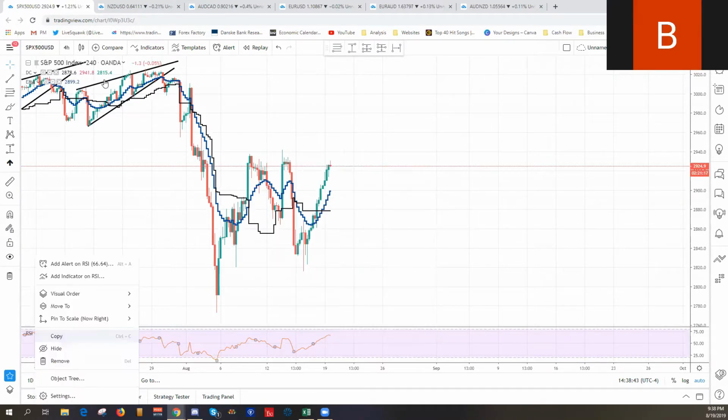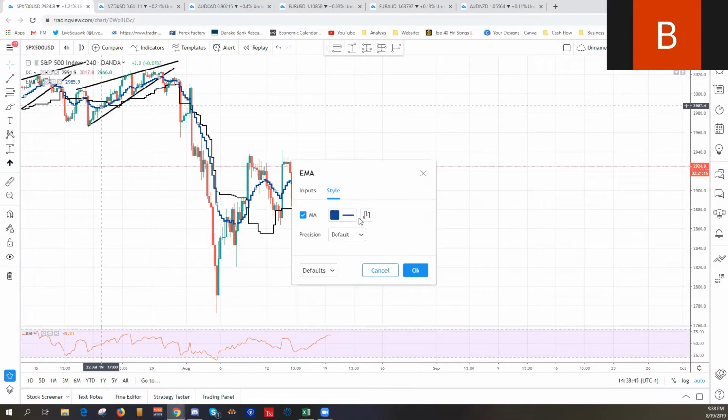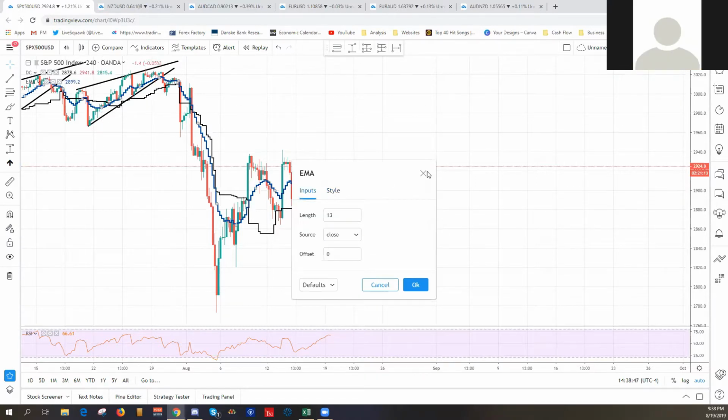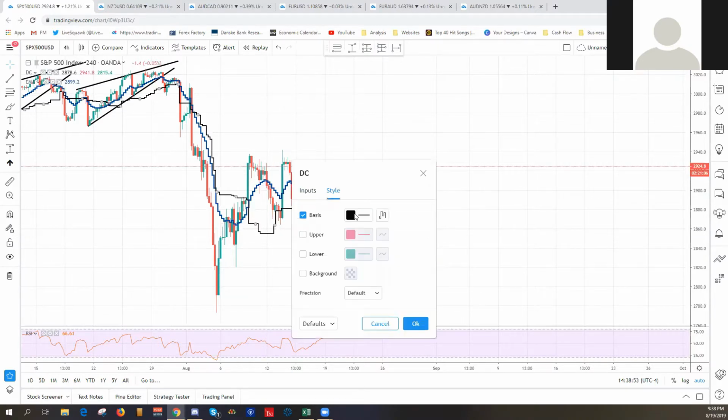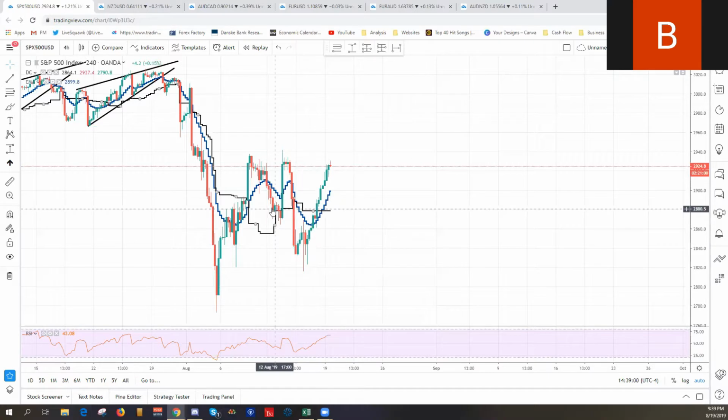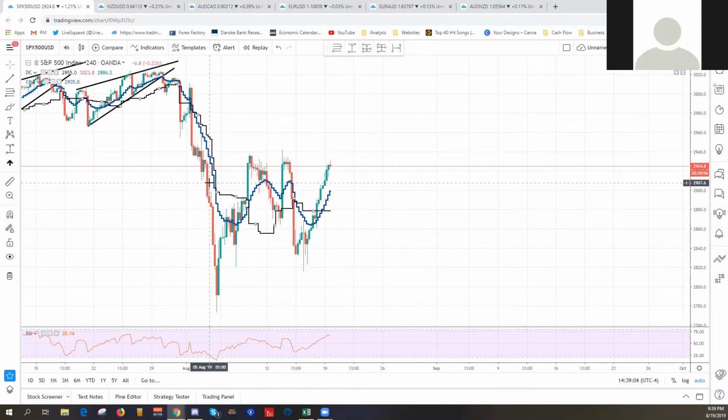Let me just make sure this is all correct. So the EMA is 13. The DC is 30, but I'm just using the middle, you see, not the upper and the bottom, just the middle. No, that's fine. When we use 30, it's the one that I was using before, even for the EMA.